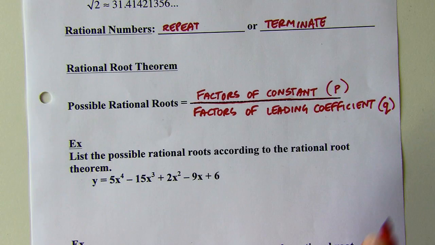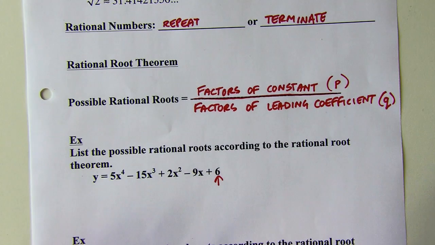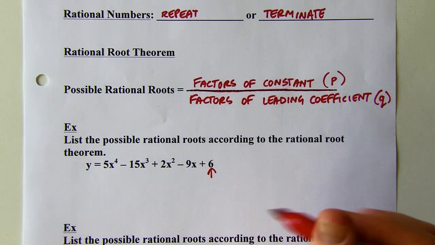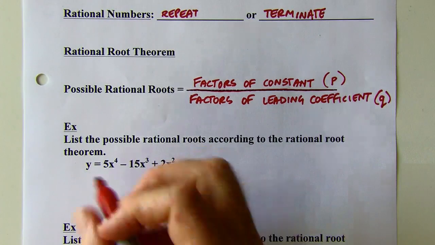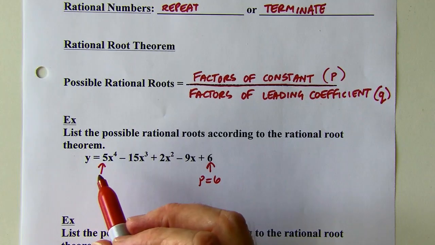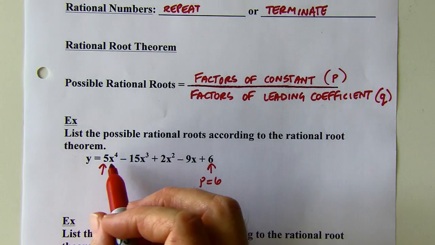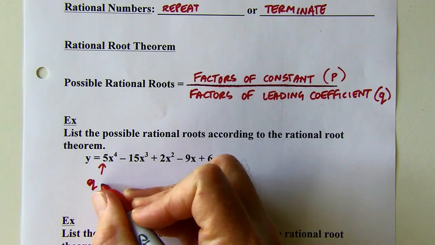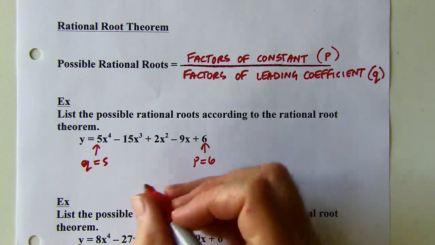So in this case, the constant is the term without an x value, so it's just a number. So in this case, p equals 6, okay? And then my leading coefficient here is 5. That's the coefficient of the highest degree term. So in standard form, it'll always be up front. So q is going to be 5.